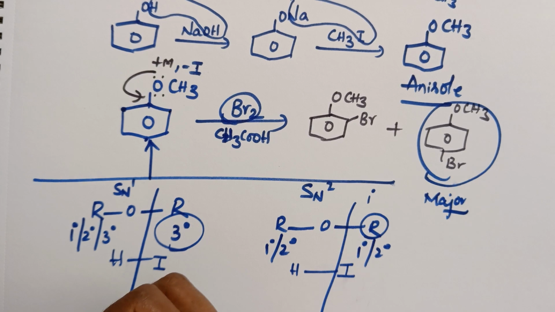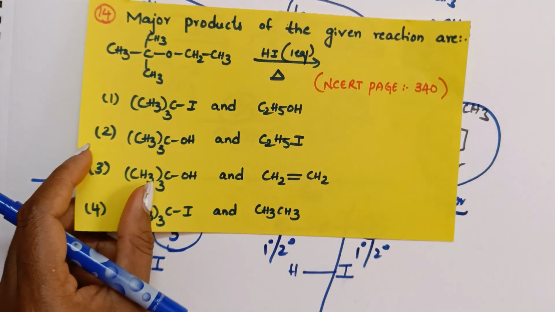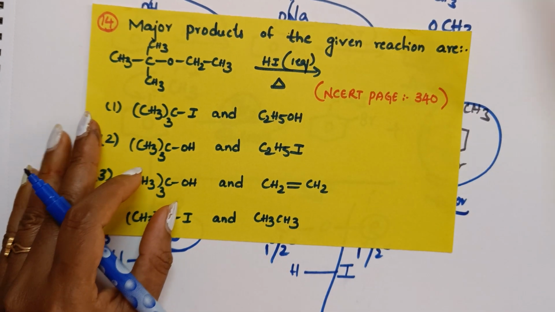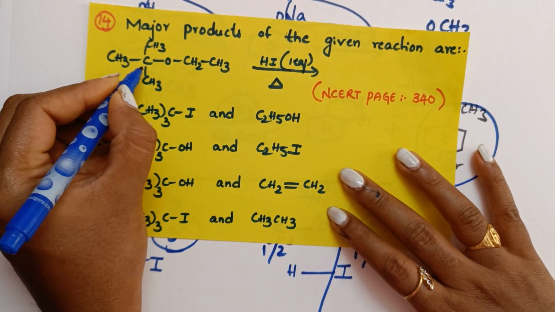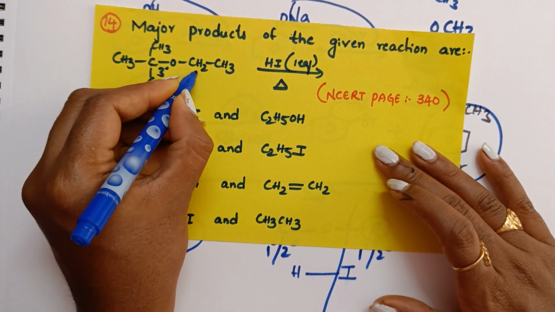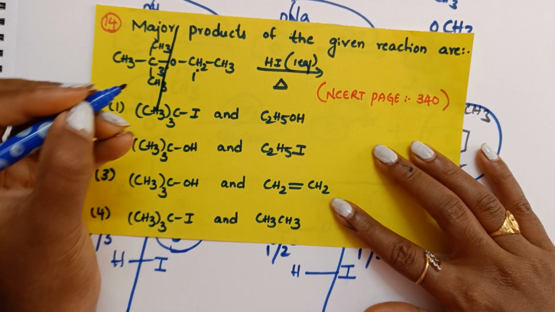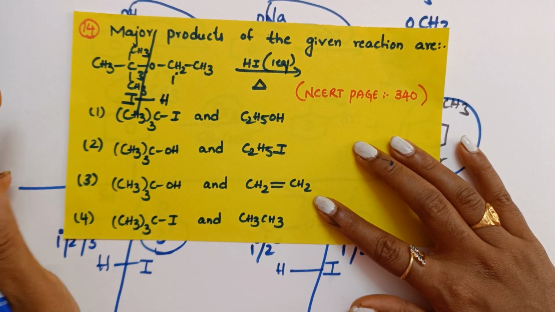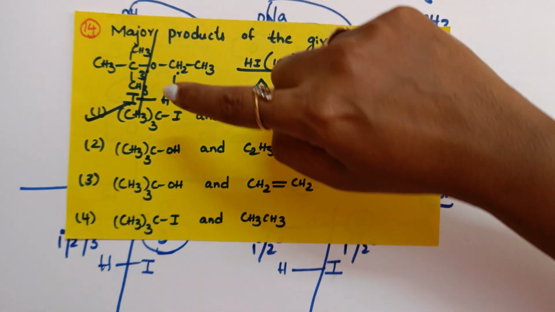See the next question, students. Question number 14. Major product of the given reaction. Just now I gave you the trick. See the ether, both the sides. This side is tertiary, this side is primary. So where do you have to break and keep iodine? Iodine you should keep on the tertiary side. So the first option is the correct answer.